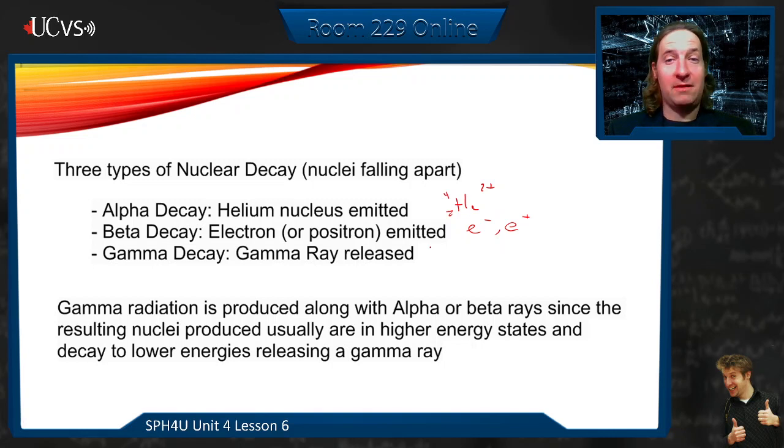And then we can also have gamma radiation, which is gamma decay, a gamma ray being produced, which is light. Gamma radiation typically happens when the nucleus has energy levels jumping around. A lot of the time it happens along with other decays. Gamma radiation is produced along with alpha and beta, since sometimes the nuclei that are produced are in a higher energy state and then have to drop down, giving off these gamma rays. So let's look at an example here.